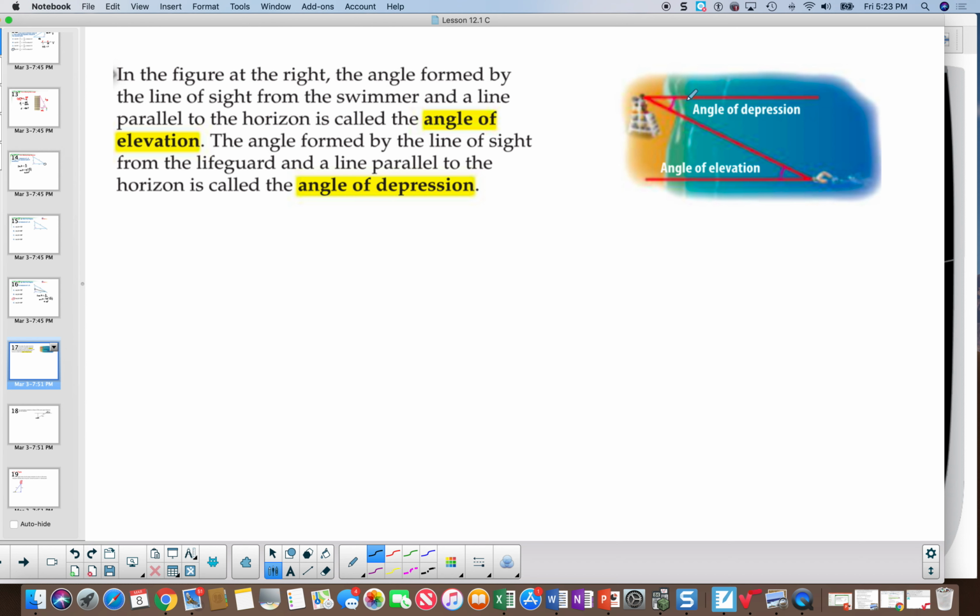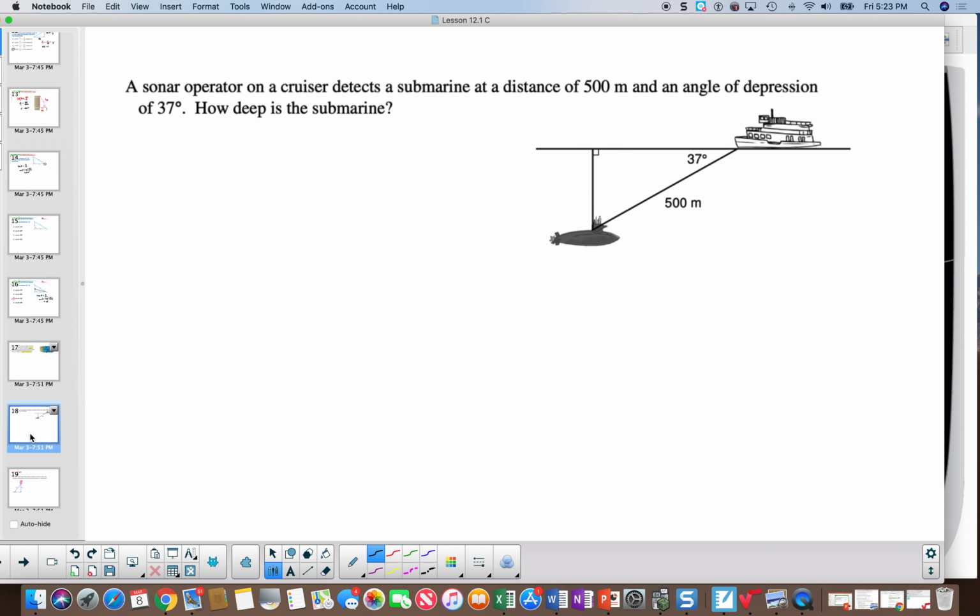Let's talk about angle of elevation and angle of depression. An angle of elevation and angle of depression actually are the same size, because these are what we call alternating interior angles for 2 parallel lines, because the horizon and this are going to be parallel to each other. So these are parallel, and angle of elevation and angle of depression are equal. Okay, where can we see these problems? Well, right here, this is an example of an angle of depression.